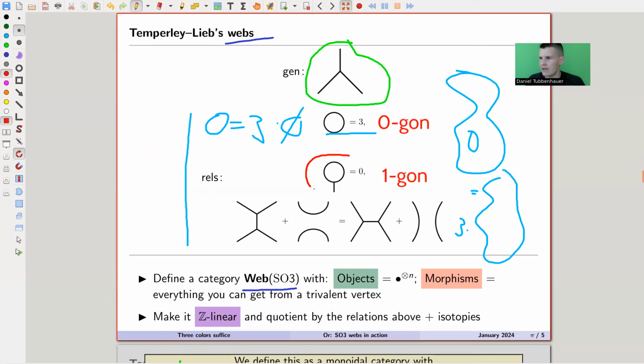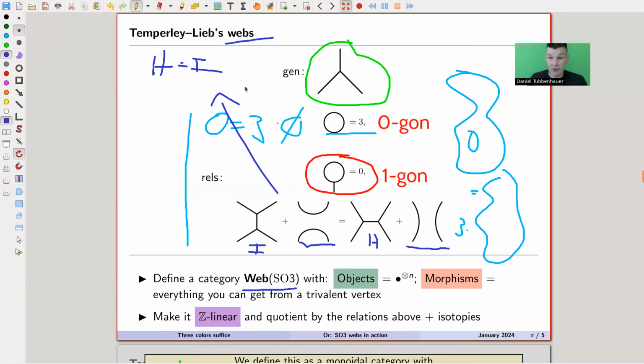Similarly, whenever you see a lollipop or one-gon, then it's 0, and you have this funny relation, which people call H equals I. So this is the symbol H. This is the symbol I. And essentially what it says is that I is equal to H up to some error terms. So the last relation is called H equals I. Hope that's clear. So only 3 relations.